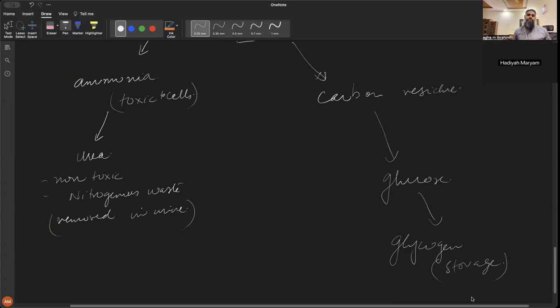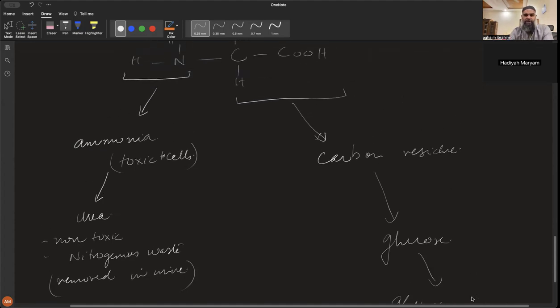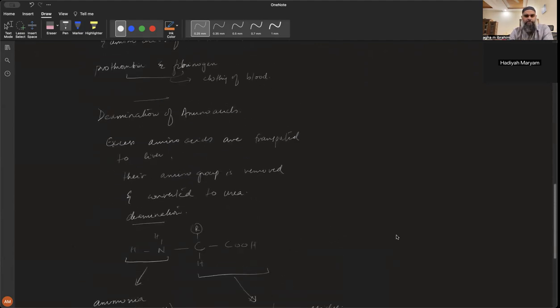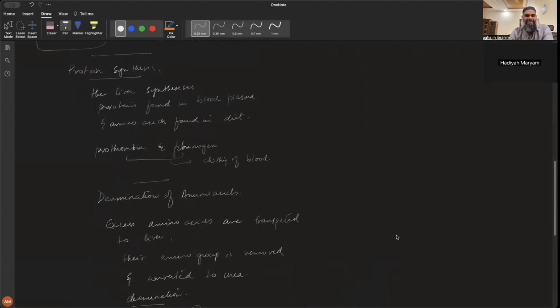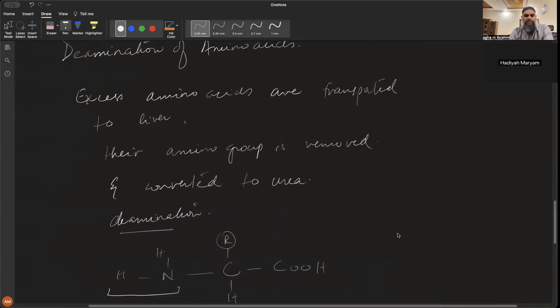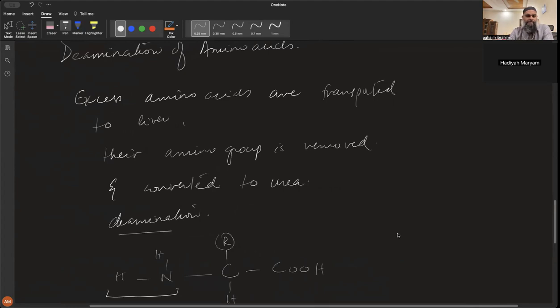All right, clear? Any questions regarding this? Are you writing this down? Move it up a bit. From deamination to deamination of amino acids. And sir, your camera is also on, is that right?